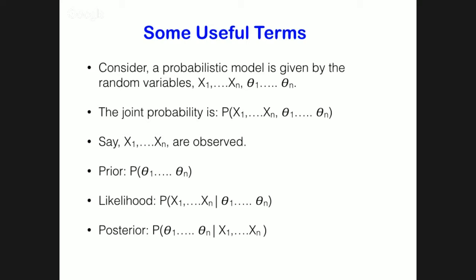Now, what's a likelihood? As you can recall, likelihood would be probability of observed given unobserved. So that's going to be probability of x1 till xn given theta 1 to theta n. So that's likelihood, observed given unobserved. Similarly, posterior would be probability of unobserved given the observed terms. So that's probability of theta 1 to theta n given x1 till xn. So these are the terms which would come in handy later on.